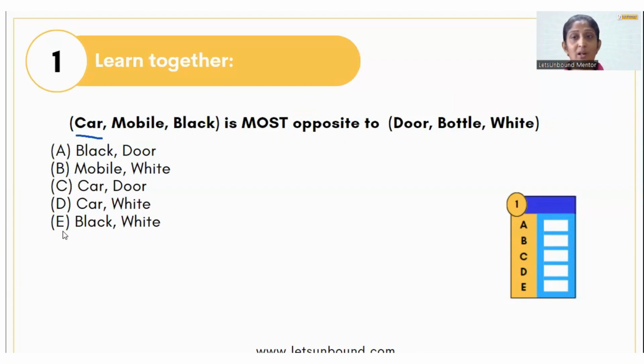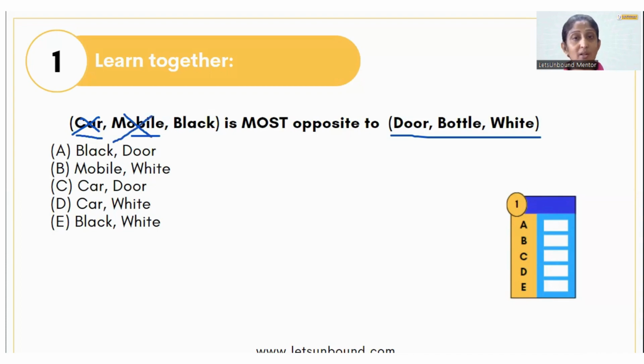For the first word car, is there any opposite in the second bracket? Car is to door? No. Car is opposite of bottle? No. Or car is neither opposite of white. So we cross this word out. Now let's check for the second word mobile. We do not have any similar opposites to mobile as well in the second bracket. Like we don't have mobile is to door, or mobile is the opposite of bottle, or mobile is the opposite of white. So we cross even this word out.